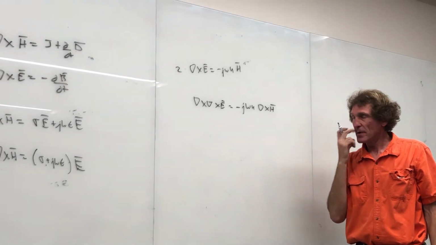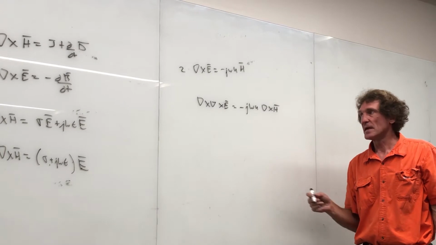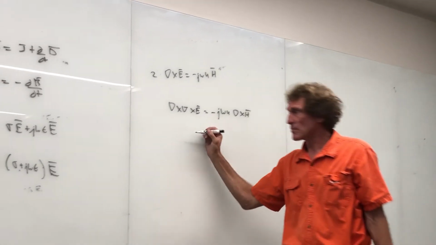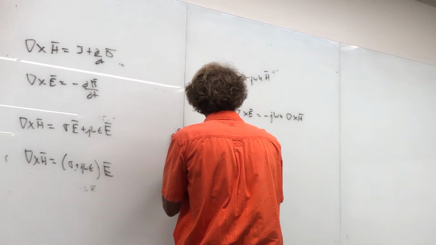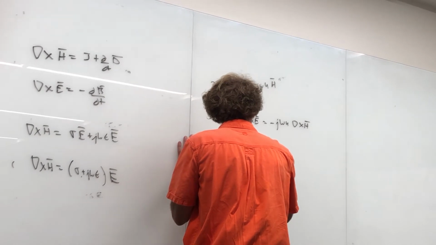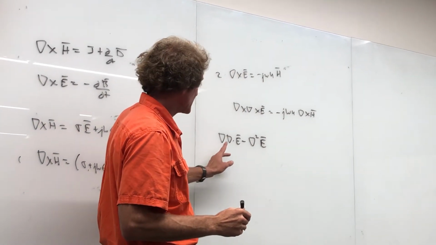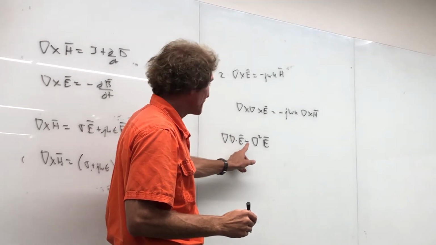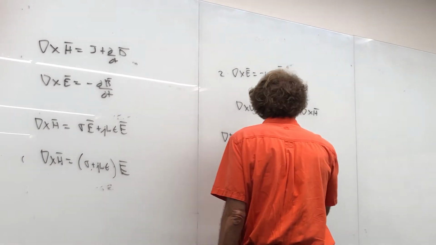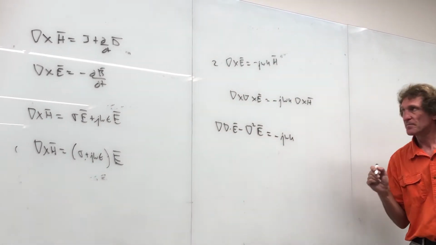Now, you haven't had vector calculus, I don't believe. But this is one of the commonest identities. It's used all the time. A curl of a curl of a vector like that can be represented as the gradient of the divergence of that quantity minus the Laplacian of that quantity. So this is the gradient of the divergence of E minus del squared of E is equal to minus j omega mu. But what do you think I'm going to do with curl of H?